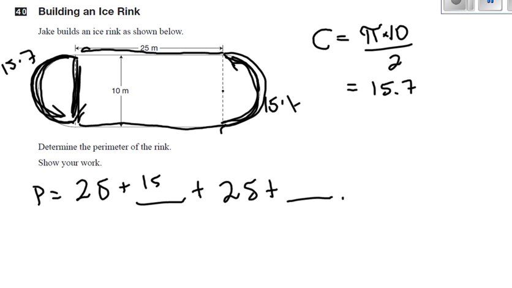So therefore, this is how I'm going to find perimeter. You'll notice at no point am I adding 10 because I never walk across this direction. So I don't go 10 meters ever. I go 25, 15.7, 25, 15.7. So altogether I get 81.4 meters for the perimeter. Hopefully a fairly straightforward question.